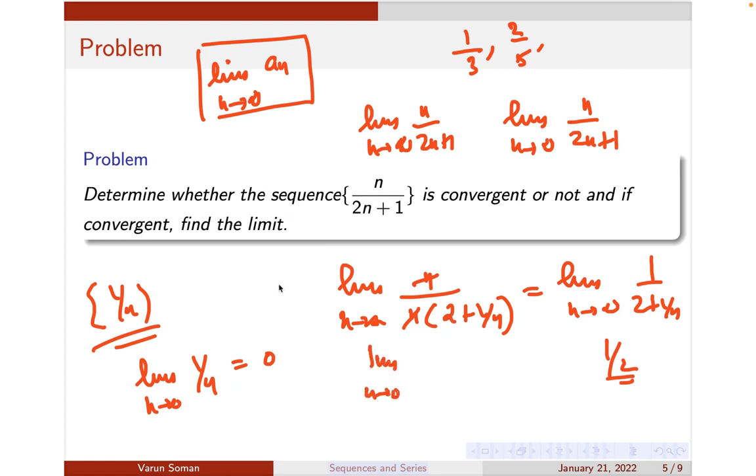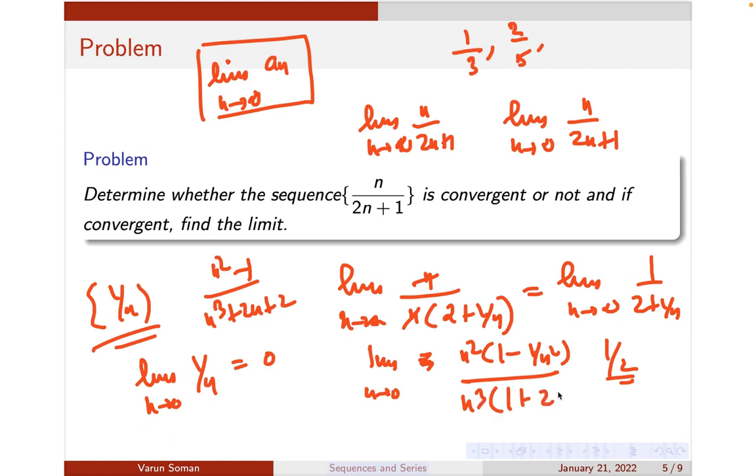Suppose your sequence is maybe n square minus 1 by n cube plus 2n plus 2. How will you do it? Take out the maximum power of n from the numerator, take out the maximum power of n from the denominator, and see what is happening. It will simply be n square into 1 minus 1 by n square, divided by n cube into 1 plus 2 by n square plus 2 by n cube. Your n square will get cancelled and n will remain in the denominator. When you apply the limits, 1 by n square will become 0, and the others will be 0, so you will ultimately have 1 by n in the denominator, and the value will be 0.